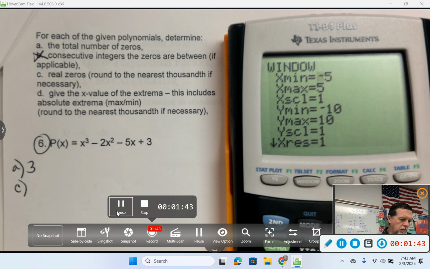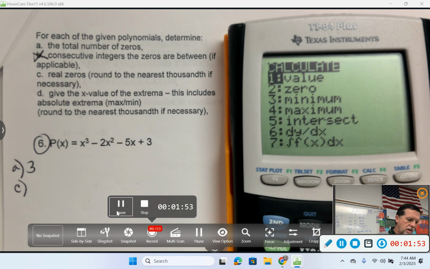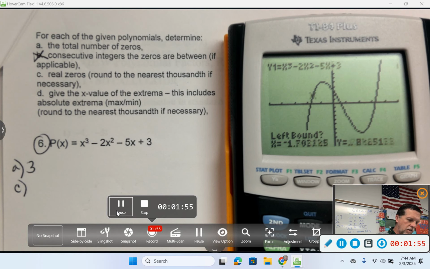I wonder if our window is the same. My window is -5 to 5, and standard is -10 to 10, so that might be why we look different. Second calc 0. Left bound means get to the left of the 0 and press enter. Right bound means get to the right of the 0 and press enter. And then you can just press enter again for the guess.